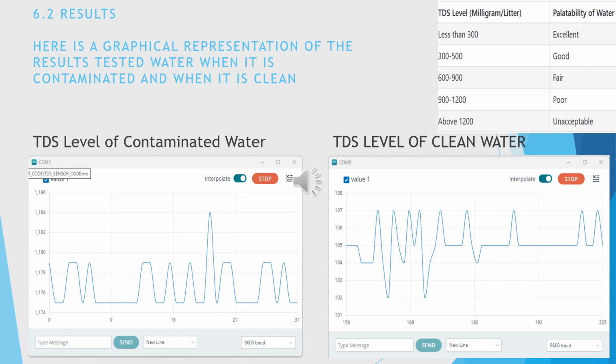But looking at the graphical representation on the right, it shows the readings of clean water. This is ranging from 107 to 102, or 102 to 107. So that TDS level, looking at the table, says that anything less than 300 is excellent. So the TDS reading here is showing a value that is less than 300, showing that that water is excellent and good for human consumption. So these results are showing that our system is more than capable of testing and producing results in order for you to know the type of water that has entered the system and if the water is ready to be exited out of the system and be used.